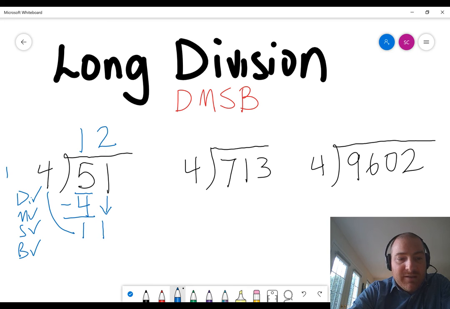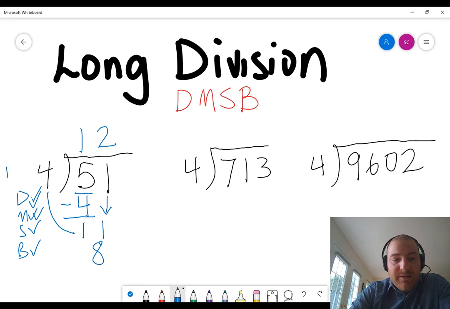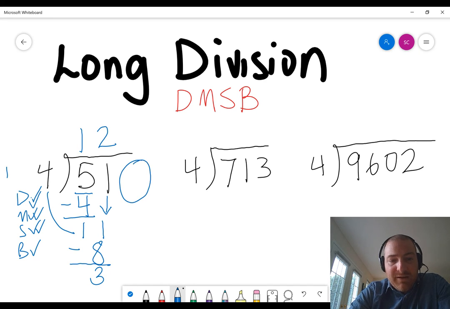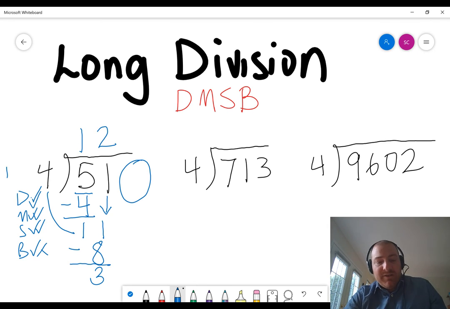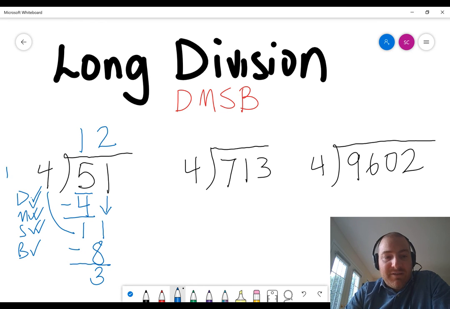So I've got my second D finished. My next step is M, so I'm going to multiply 2 times 4, my multiply step, which gives me 8. And then I'm going to subtract 11 minus 8 in my subtract step, and that gives me 3. Because there's nothing left to bring down over here, I can't do my next bring down step. I am finished. So if nothing left to bring down and the 4 doesn't divide into the 3, I know that's my remainder. So my answer is 12, remainder 3.